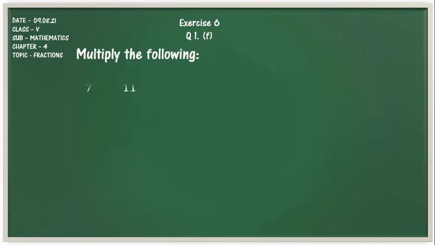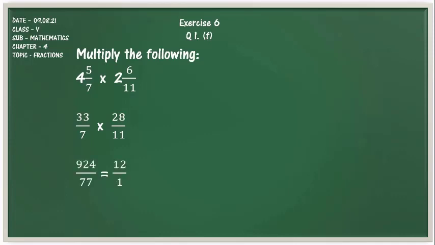Exercise 6, question number 1, F. Multiply the following. The fractions are 4 whole 5 upon 7 and 2 whole 6 upon 11. So the first step is to change these fractions into improper fractions. We can write 4 whole 5 upon 7 as 33 upon 7 and 2 whole 6 upon 11 as 28 upon 11. Now we need to multiply the numerator with numerator and denominator with the denominator. So we got 924 upon 77, which after reducing to the lowest term, we got 12 upon 1.